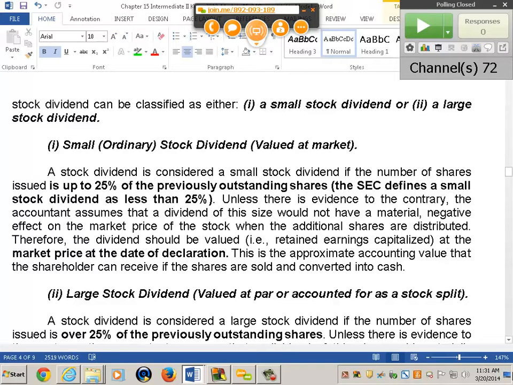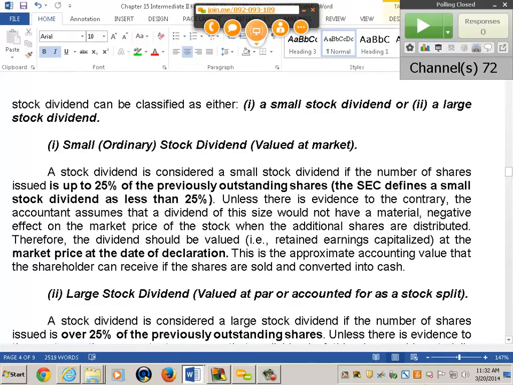It's based on materiality of the price declining, the significance of the decline. At 25%, unless you have evidence to the contrary, that decline is not significant. Use or value at the fair value on the date of declaration. If the decline is material, over 25%, we use par or stock split treatment.